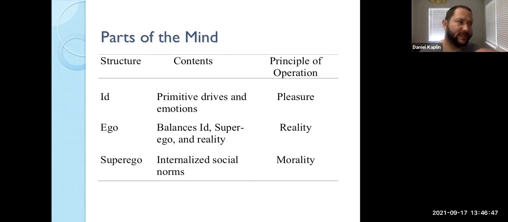So the id wants instant gratification, wants to seek pleasure, does not take into consideration morality, and the superego is trying to delay gratification. So they're going to be at odds at all times. So the ego serving as a balancing, mediating force is going to be very important.